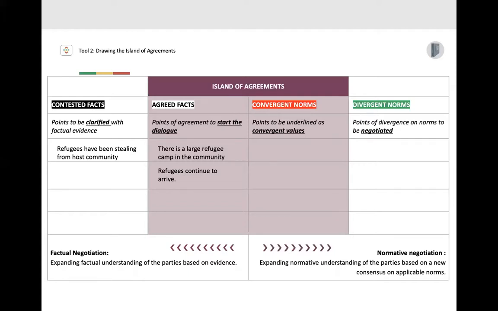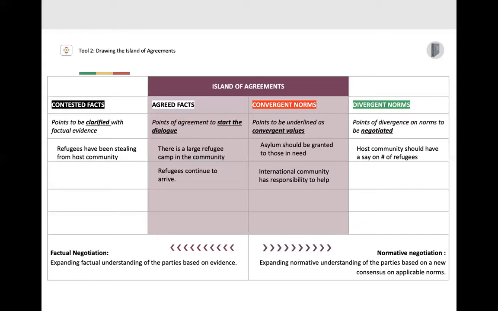And then if we move over into the normative side of the tool, convergent norms that we can underline, that we can recognize, there's potential there for building a relationship. Asylum should be granted to those in need. Not so specific, but that's something potentially you could find as a convergent norm. The international community has a responsibility to help. As humanitarians, there could be agreement there, and that may be something your counterpart is agreeing with and looking for.